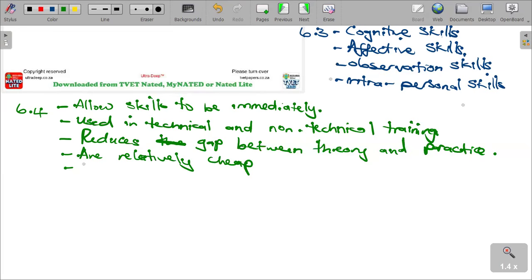Or maybe they will be watching the demonstration. So trainees remain active. They are remaining involved in the learning process, right?